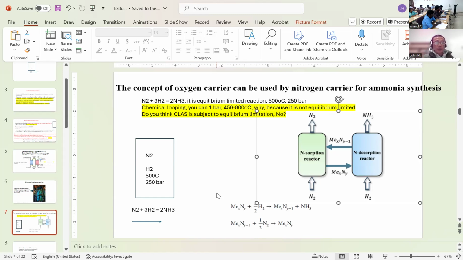I mean, that's why I spent so much time talking about the oxygen carrier. Now the same concept applies here. All you need to do is circulate the nitrogen carrier around. Okay. All right. Go ahead. What's the question? Yes, sir.